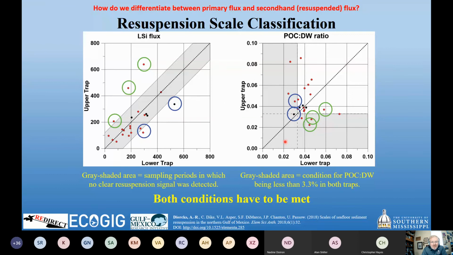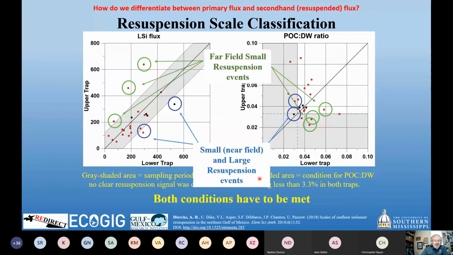So back to the classification scheme. If we look at the far-field small resuspension, if the upper trap has more LSI relative to the lower, we have far-field small resuspension, and then small near-field large resuspension events are the opposite of the scale. All this stuff is in a publication in Elementa.